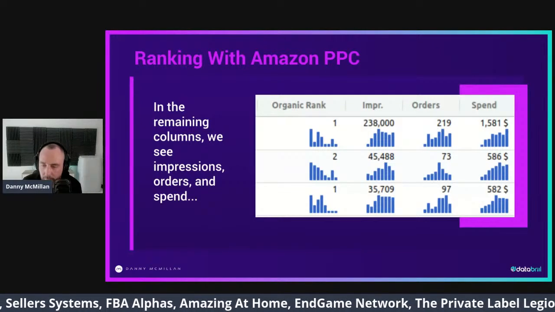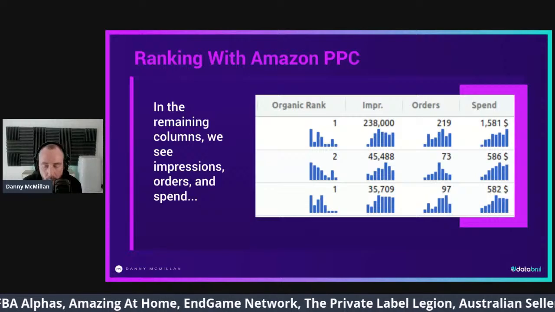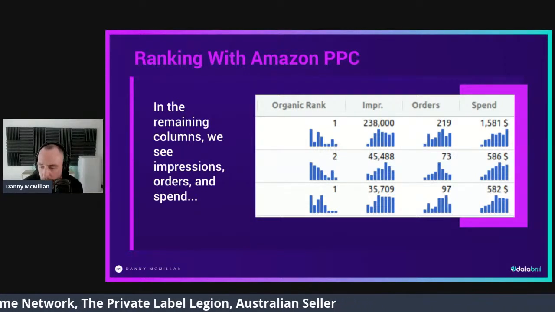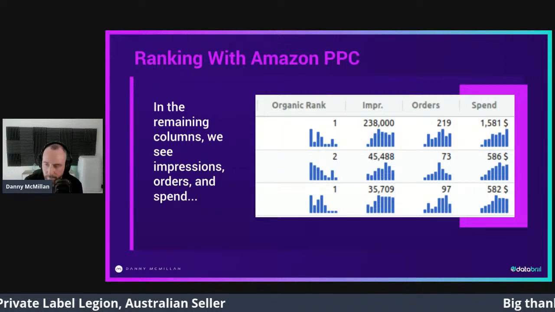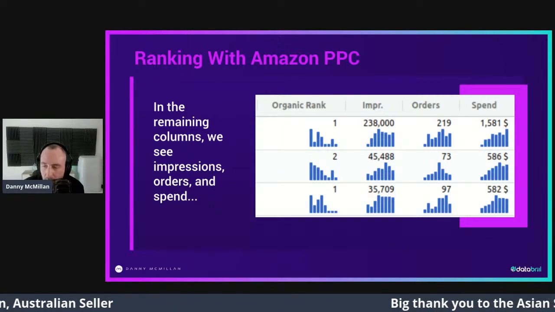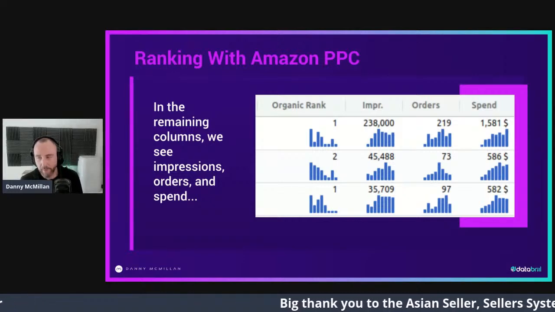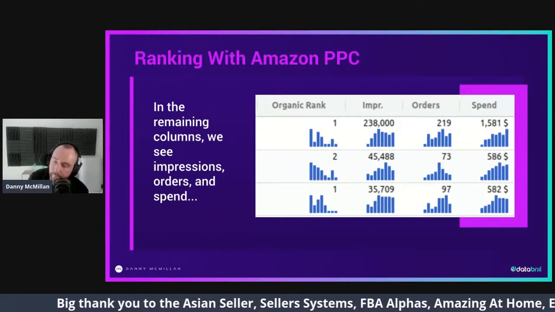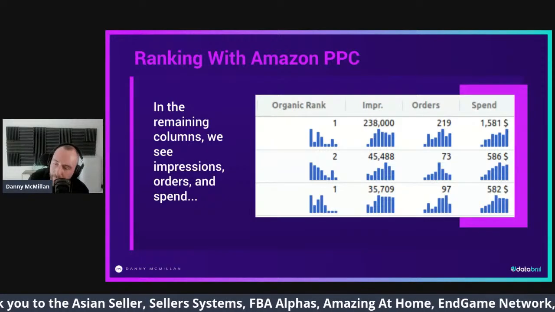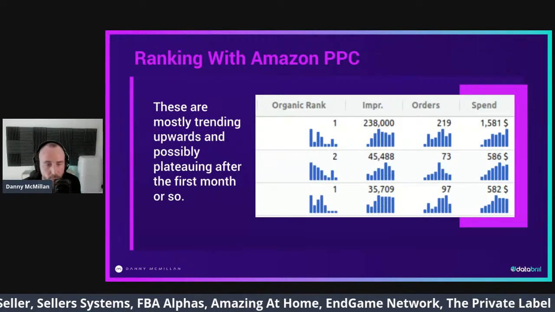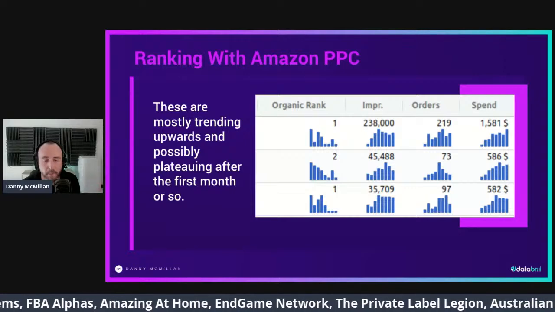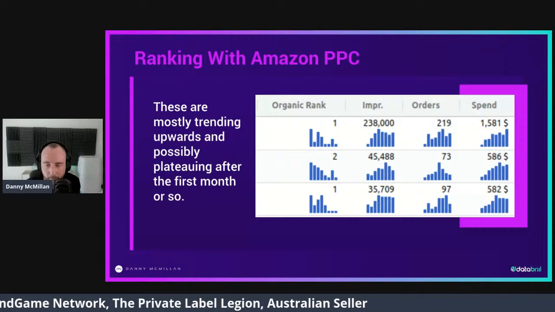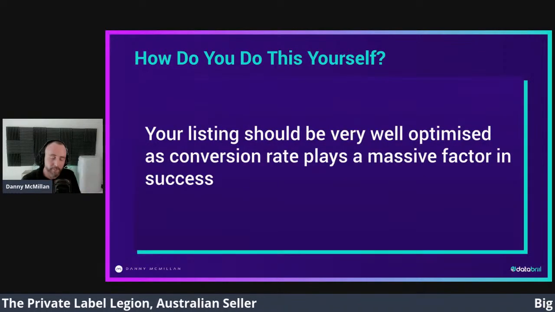So you can see impressions, 238,000 for the top one, 45,000 for the second, 35,000 for the third, with orders of 219, 73 and 97 respectively, with a spend in the top one, which is pretty low when you consider ranking with keywords on a launch, of 1,581, 586 and 582. Now you can see that most of these are trending upwards and possibly plateauing after the first month or so.